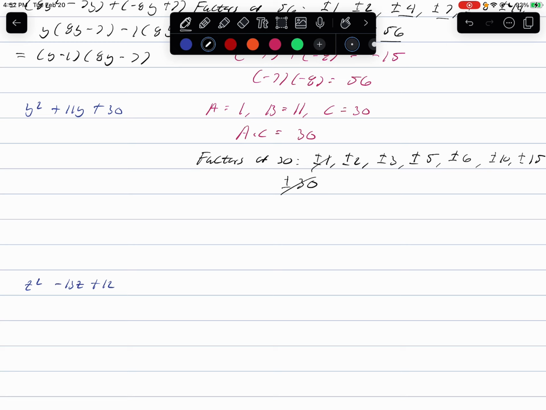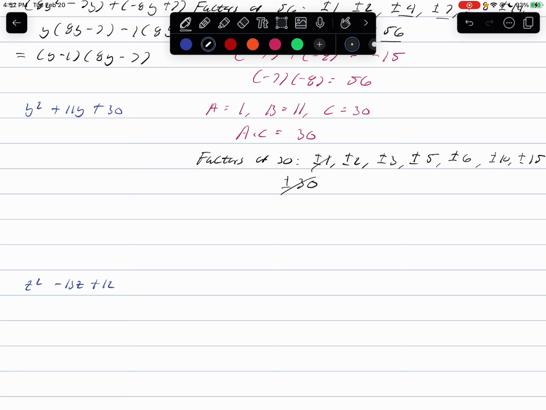3 and 10 aren't going to work. How about 5 and 6? So we have 5 and 6. 5 times 6 is 30, and 5 plus 6 is 11. So we can rewrite this as y squared plus 5y plus 6y plus 30.